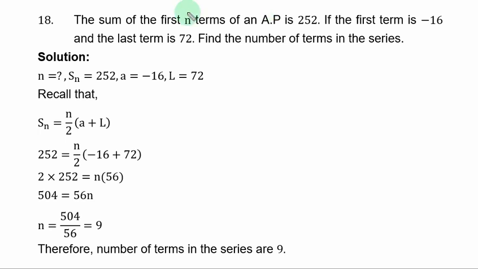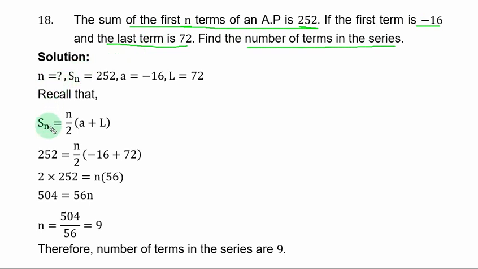Example 18. The sum of the first n terms of an AP is 252. If the first term is minus 16 and the last term is 72, find the number of terms in the series. That is n. Find n. The sum of n terms is given. You have the first term and the last term.